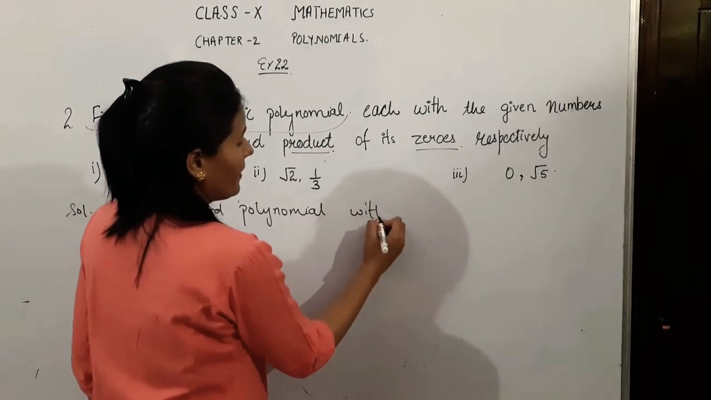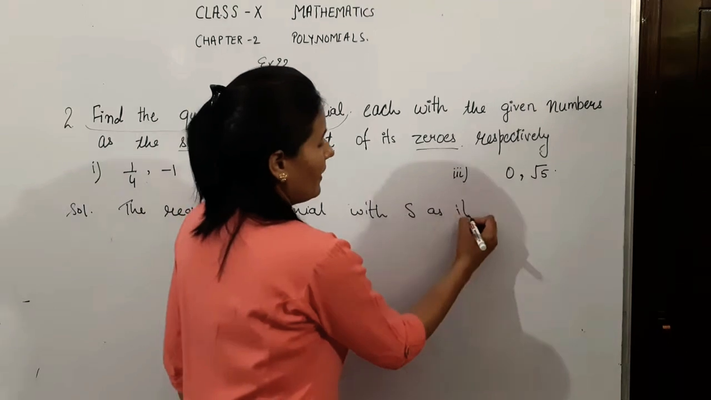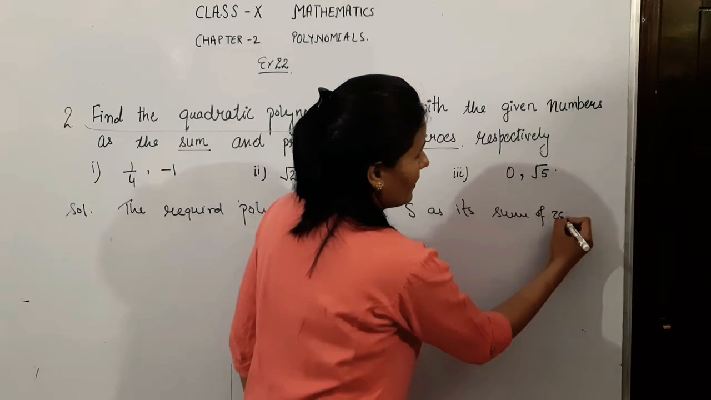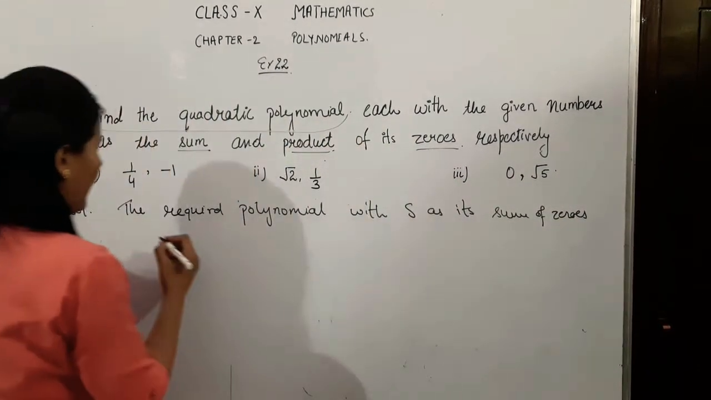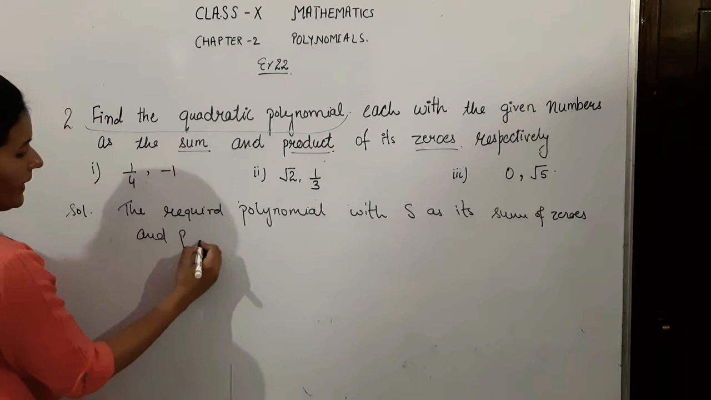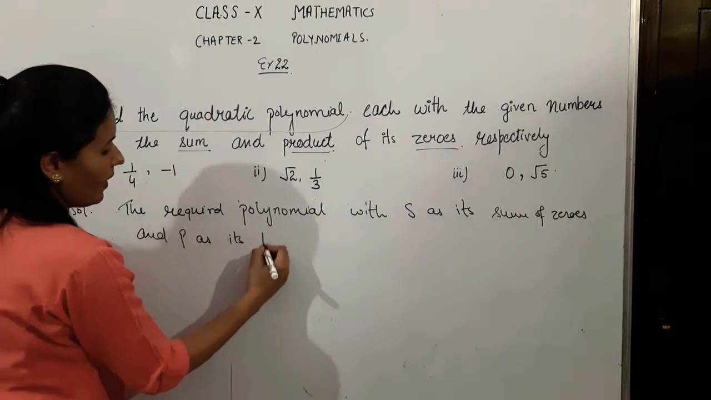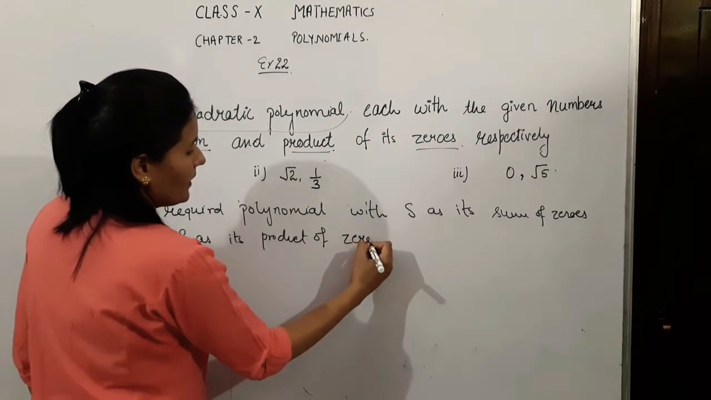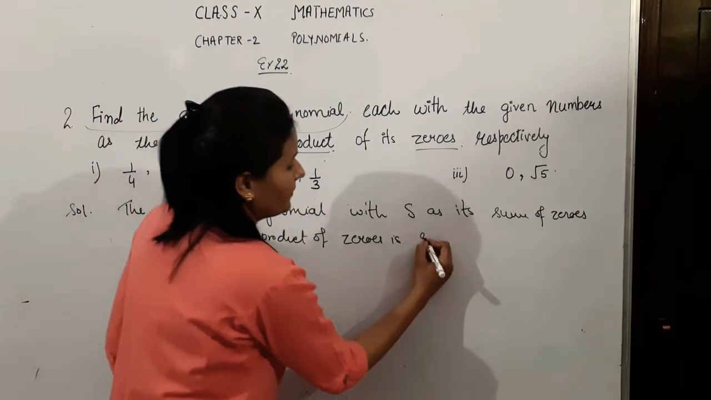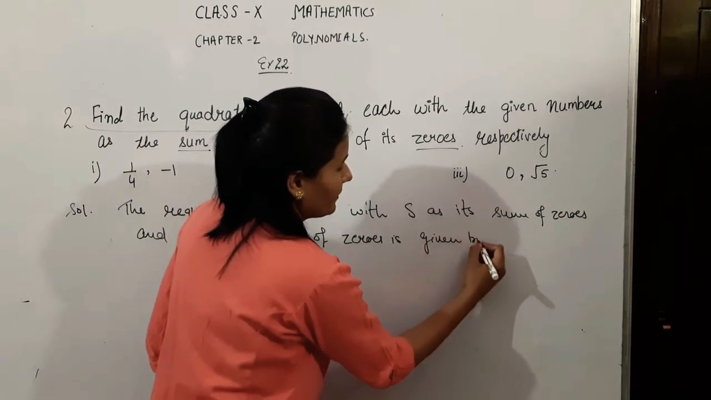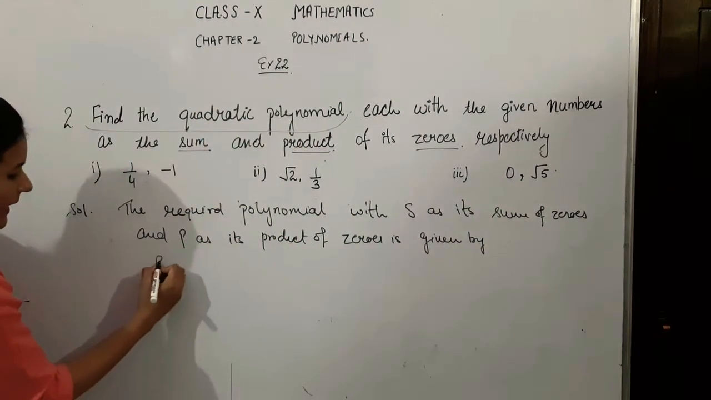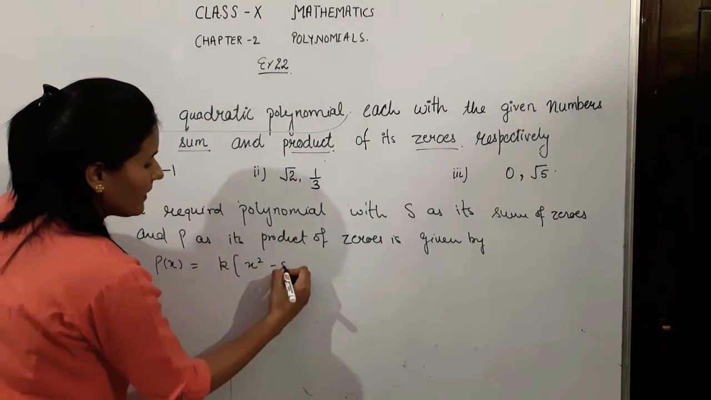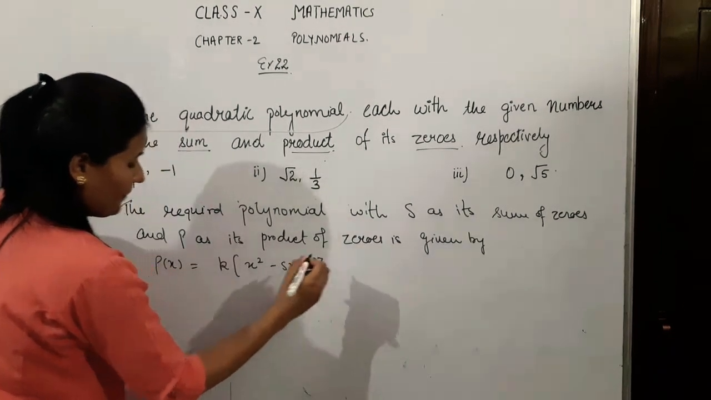with S as its sum of zeros and P as its product of zeros is given by p(x) equals k into x square minus sx plus p.